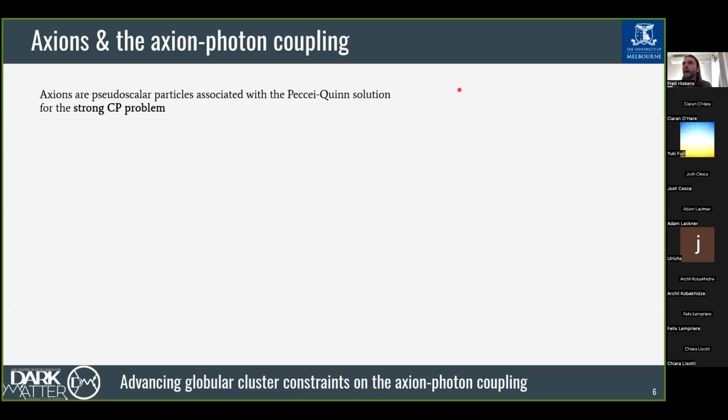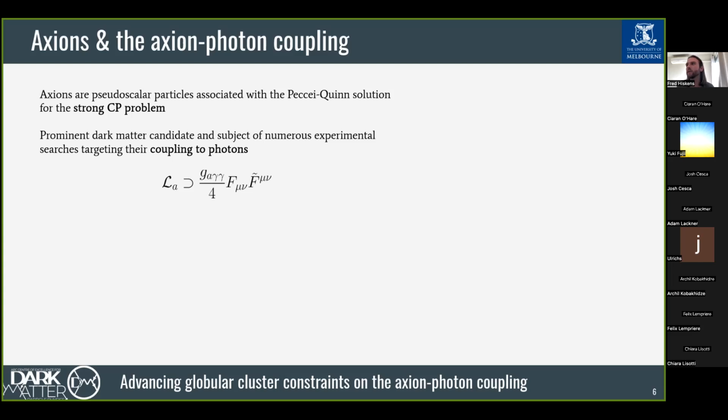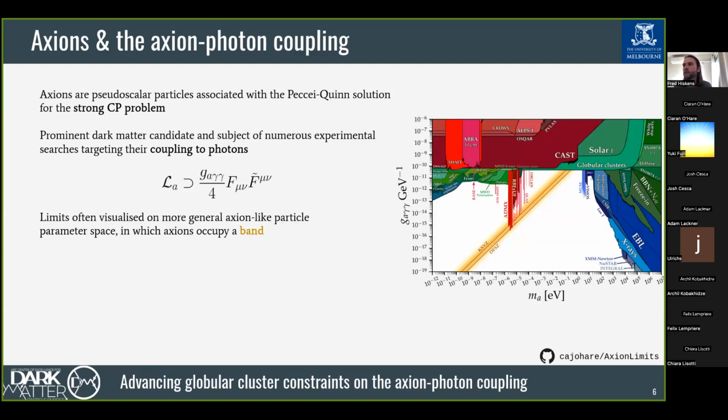Okay, so axions, as I'm sure we all know, are pseudoscalars, which are associated with the Peccei-Quinn solution for the strong CP problem. That is, why the neutron electric dipole moment should be observed to be so small. It's a prominent dark matter candidate, and it's also the subject of numerous experimental searches, predominantly targeting their coupling to photons. So the limits that you obtain on axions, particularly on this axion-photon coupling, are usually visualized on the more general axion-like particle parameter space, and it's taken from Kieran's lovely GitHub page, in which the QCD axion models are confined to this band, the width of which is provided by the different ultraviolet completions for the axions.